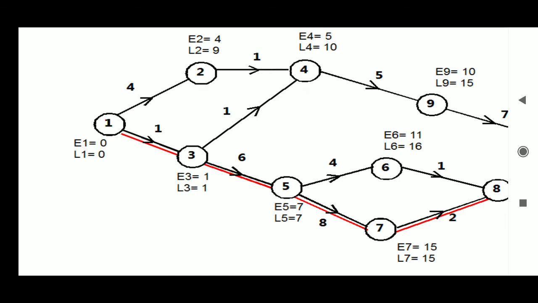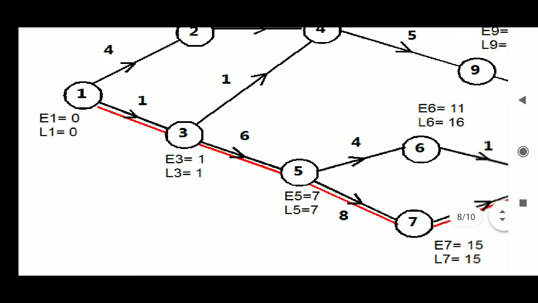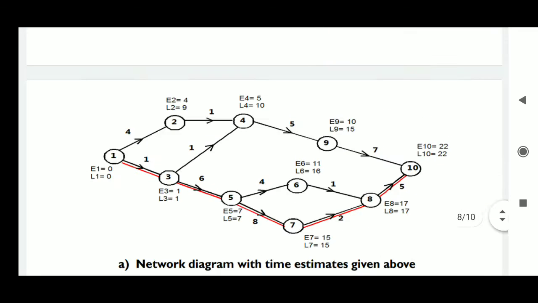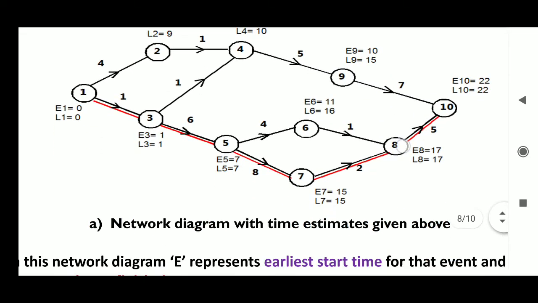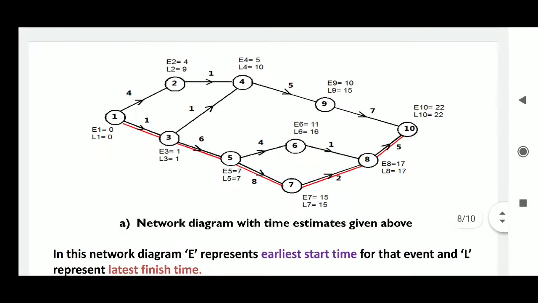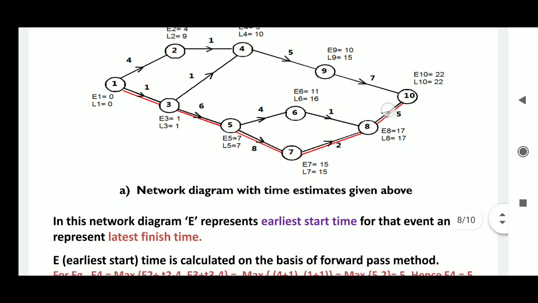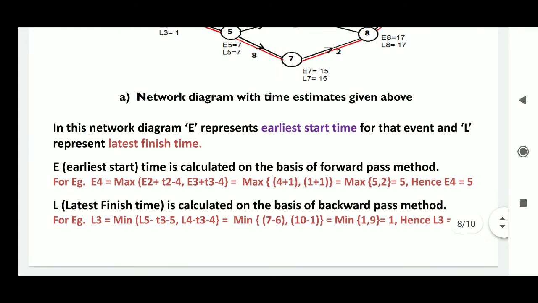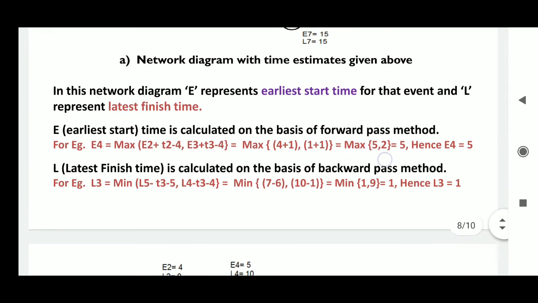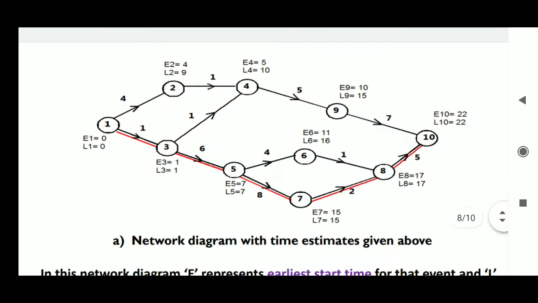Here from 4 to 3, 10 minus 1, that is equal to 9. The minimum is 1, hence 1 is taken. So in the backward pass method the minimum time is taken, whereas in the forward pass method the maximum time is taken. The calculation I have shown on this page. Thus we can calculate the earliest and latest finish time for each activity.